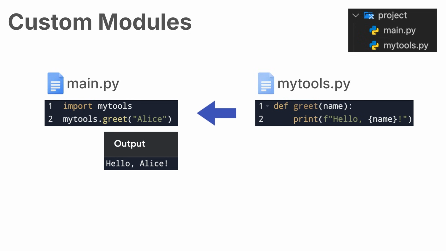On the left is another file called main.py. Here, I import my custom module with import mytools and then call mytools.greet("Alice"). When I run this file, the output says hello Alice. One note, for Python to find your custom module easily, the module file should be in the same folder as the file that's importing it, or in a folder that's on Python's module search path. This shows how easy it is to separate your code into its own files and then reuse it anywhere. As your projects grow, custom modules keep your code organized, reusable, and easy to share.